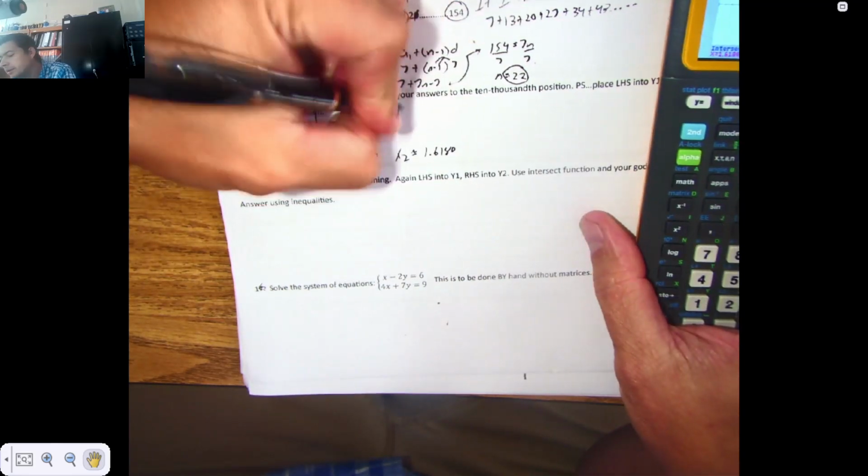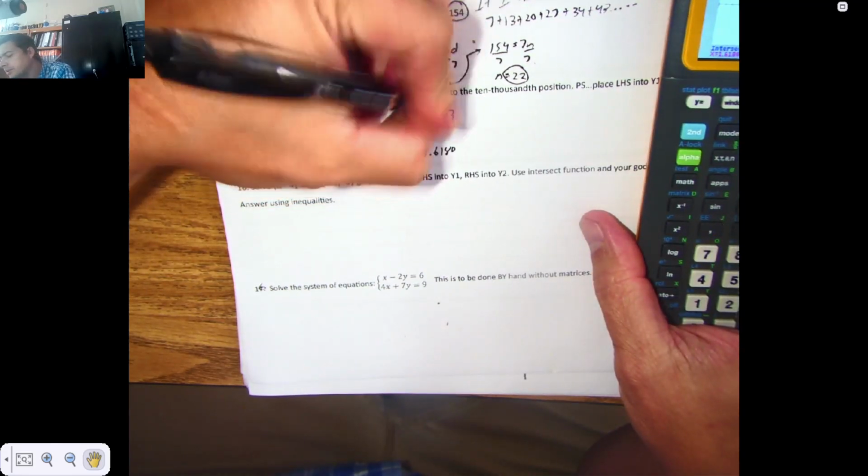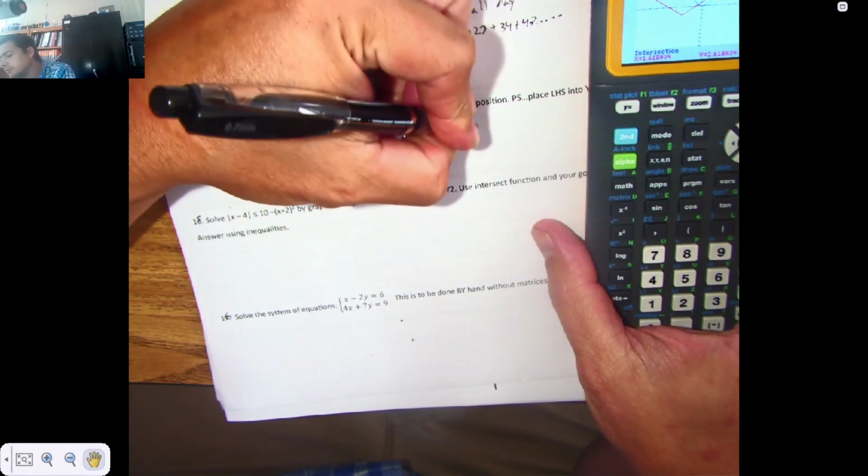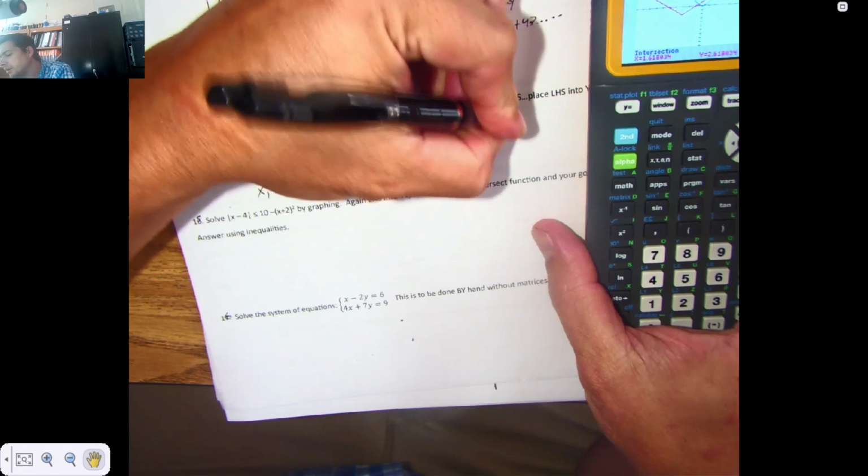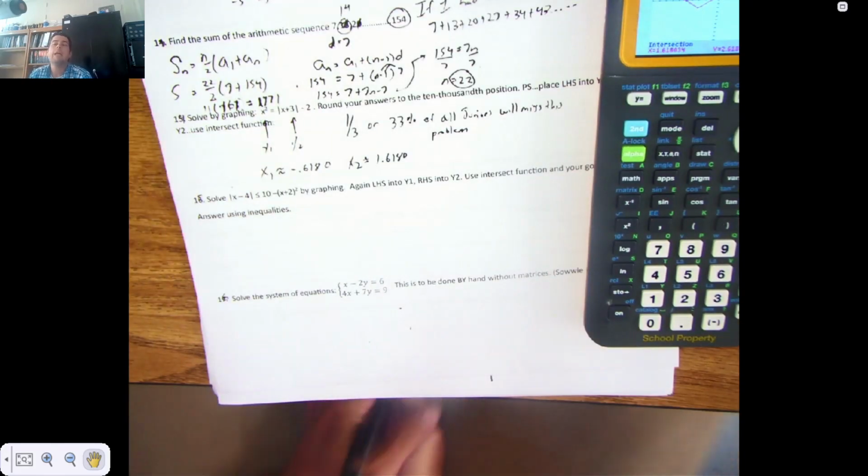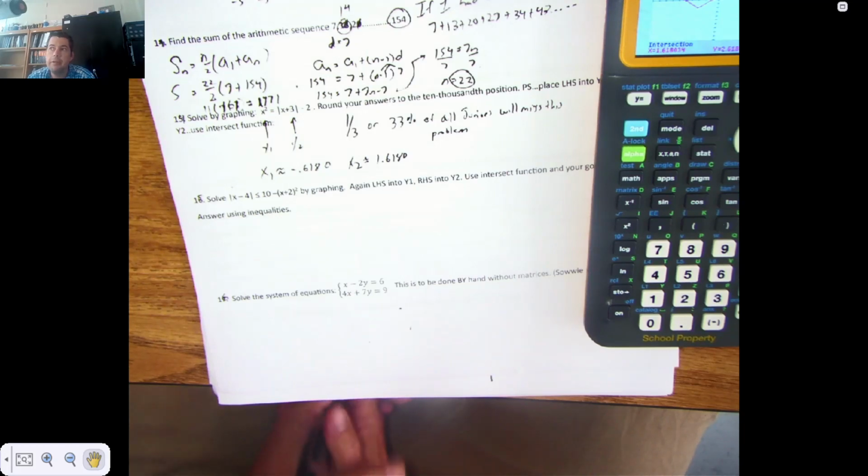And 1 in 3, or 33% of all juniors will miss this problem. And I don't know why. I don't know why. I'm hearing the math is too much for me. I didn't do any math. I pushed buttons on a TI-84. I don't know what's up with it.